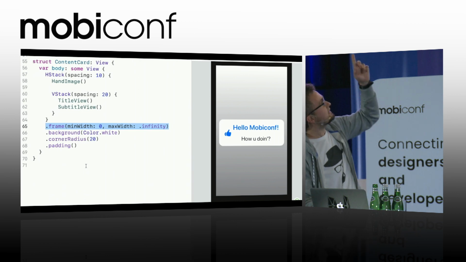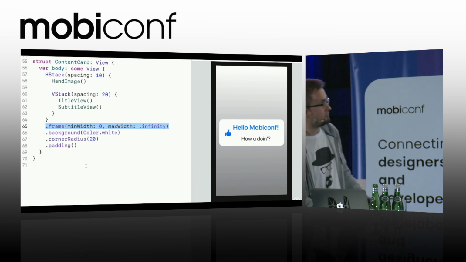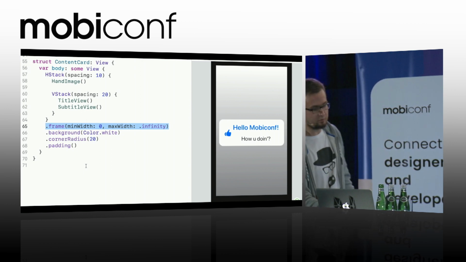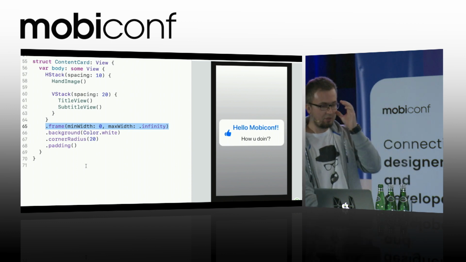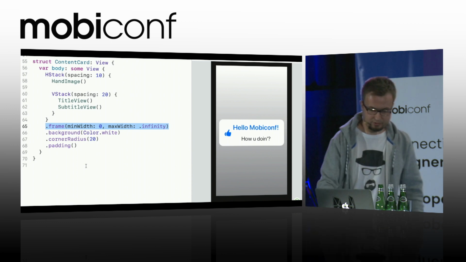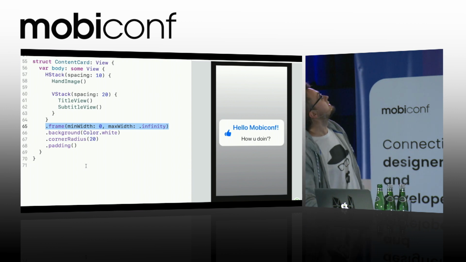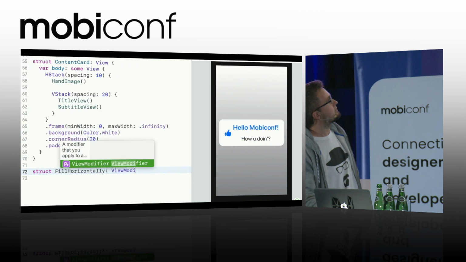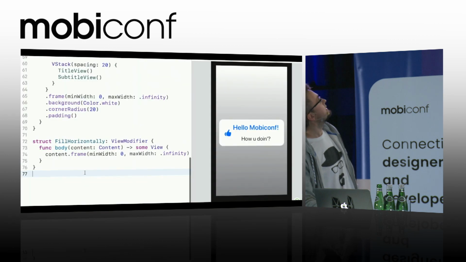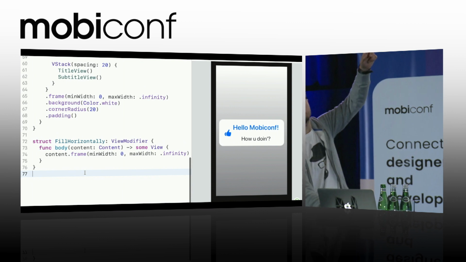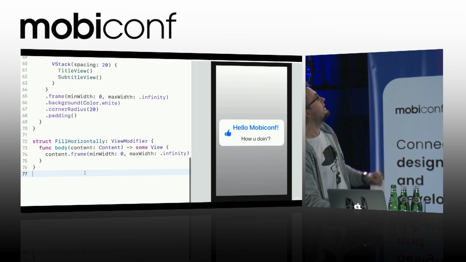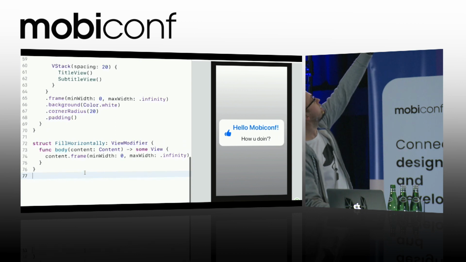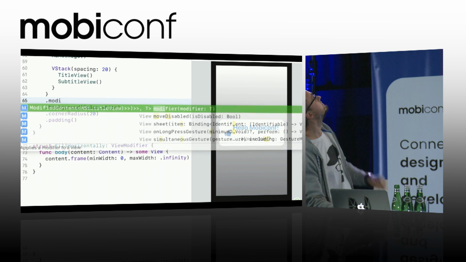And also, as I've said earlier, we don't want to be forced to write this tedious frame min width 0, max width infinity every time we want to stretch something horizontally. So we'll extract this view modifier just for this to be reusable. We do this by creating a struct that will extend view modifier. And here it is. The only required function in this view modifier is this body content function. And we can see that we apply this tedious code on this content. And then we can apply this modifier right there.